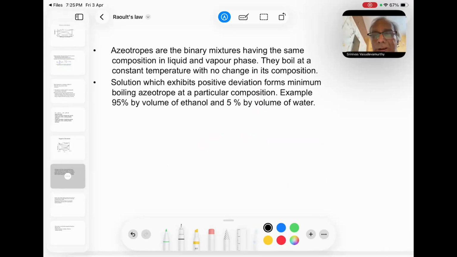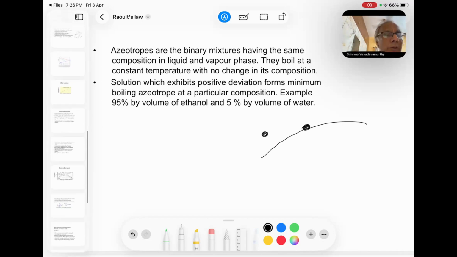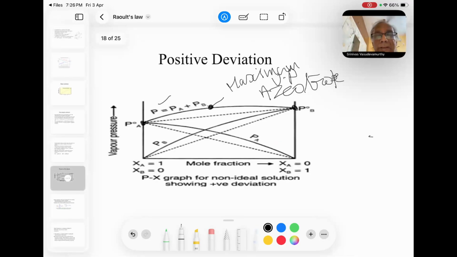We have seen positive deviation, maximum vapor pressure. We have seen a graph like this. This is positive deviation, maximum vapor pressure. So the boiling point will be minimum here, because the boiling point is the temperature at which vapor pressure becomes equal to atmospheric pressure. So the boiling point is minimum here. We'll just see once again for a positive deviation. This is the maximum vapor pressure azeotrope. So here the boiling point is minimum, so it forms a minimum boiling azeotrope.